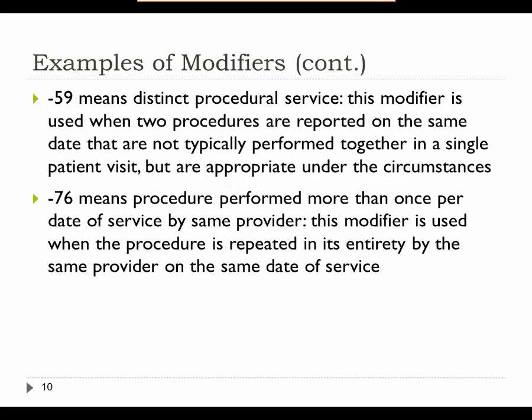Modifier 59 means that the procedure is not typically performed on the same day as a second procedure during a patient visit, but that it is appropriate to do so under the circumstances. A 76 modifier means that the procedure was performed more than once per date of service by the same provider.